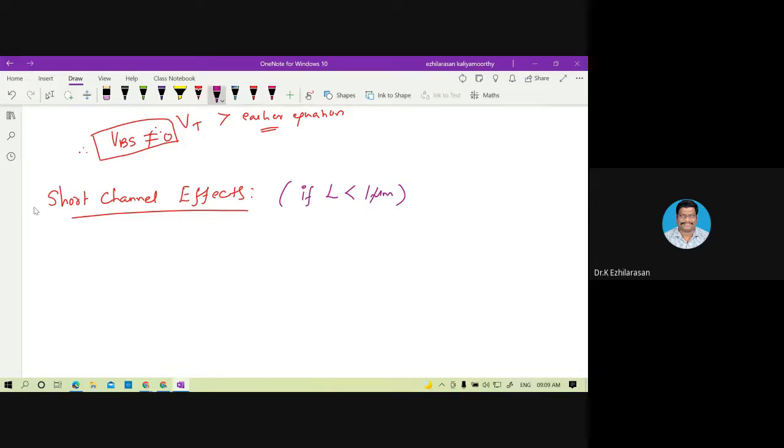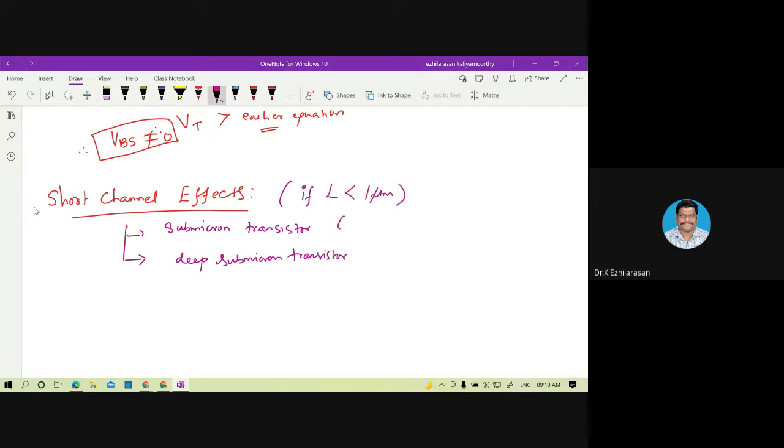In this, we have two different effects. One is the submicron transistor, and the second is the deep submicron transistor. Now, what is a submicron transistor? In this submicron transistor, the short channel effects are not so important.